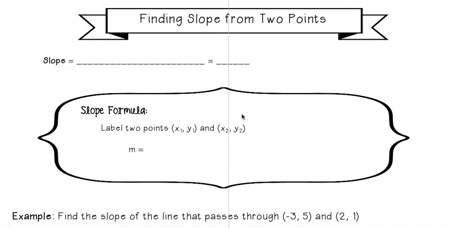Hello everyone. So today we are just going to be reviewing finding slope from 2 points. This is something you should have learned last year in Algebra 1, but we're going to need to know this for our lesson next Monday. So this is just a quick review. There's no assignment attached to these notes. This is just a review for you to watch so that you recall how to find slope.